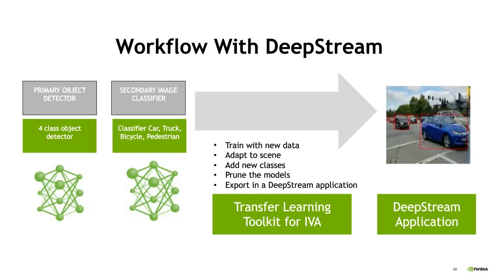So the workflow with DeepStream looks a lot like this. You build your neural networks with the Transfer Learning Toolkit for intelligent video analytics, and you can begin with a pre-trained model, train with new data, adapt it to this scene, and perhaps add classes and prune the models if it's necessary. And then you export that model into the DeepStream application. That is the end-to-end workflow, and NVIDIA is providing SDKs to simplify the process and democratize access to these tools that previously took significant expertise both in the domain and in the neural network and deep learning model training frameworks.